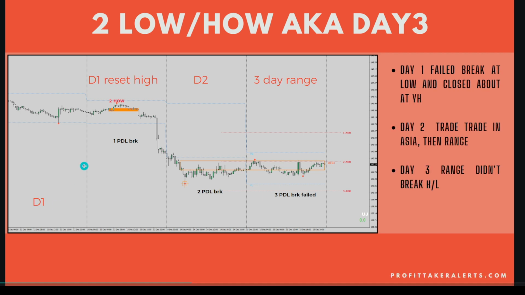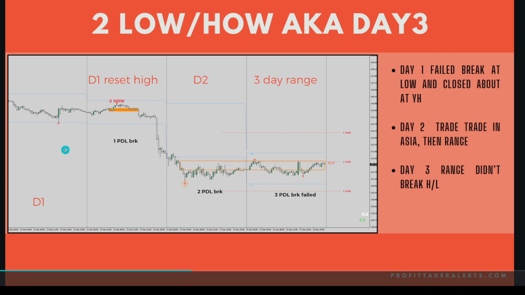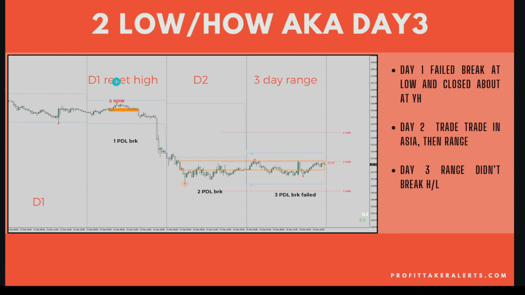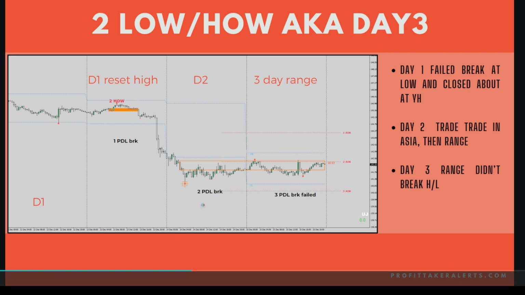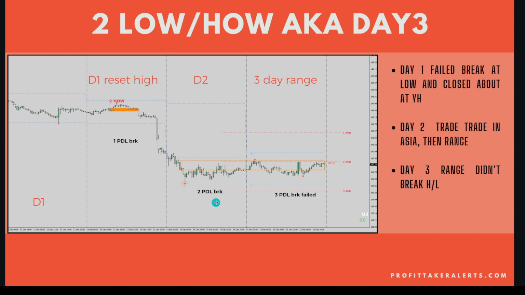Now we're looking at UJ. Okay. So this one we had another reset to the high. So again, with the reset, I count that day, right? So that's the first day of the previous day break. We're breaking our lows, respecting our highs. Day 2, which was Thursday, again, beautiful.